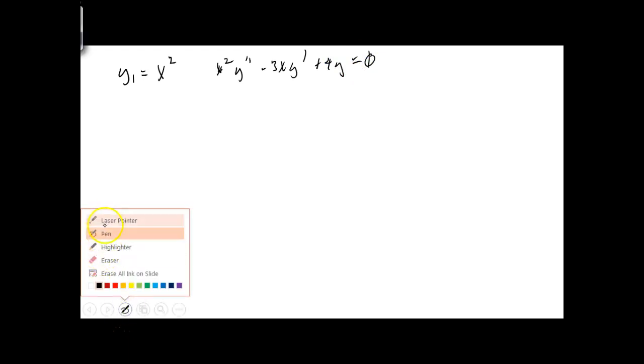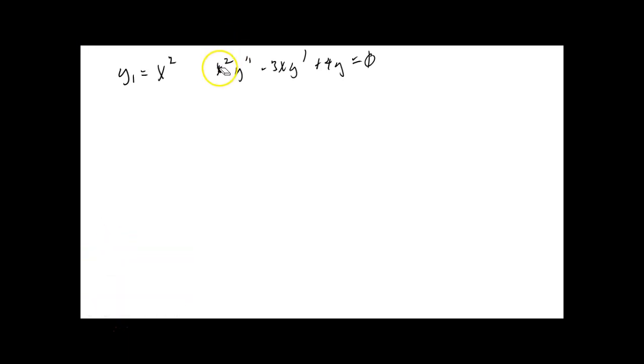Here's a function. This we're going to call our y1. This is equal to x squared. And they tell us that is a solution to this: x squared y double prime minus 3x y prime plus 4y equals 0. Okay, now that's a linear second order ordinary differential equation. See if I can clean this x up a little bit there. That looks a lot better.